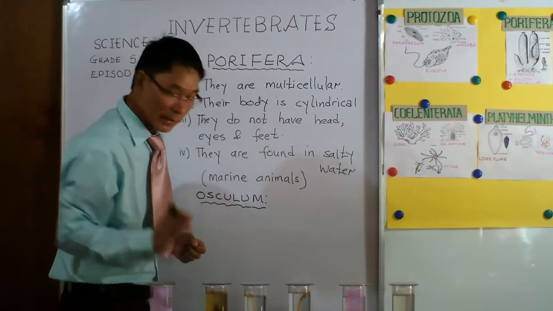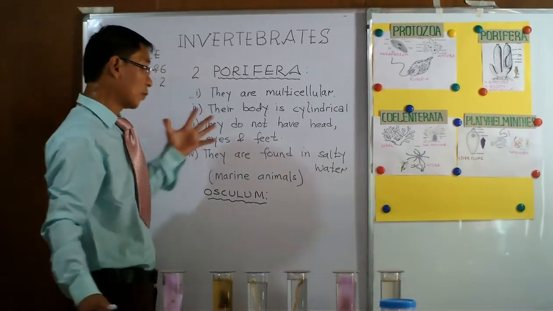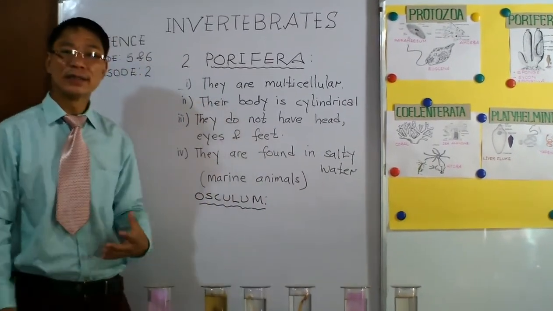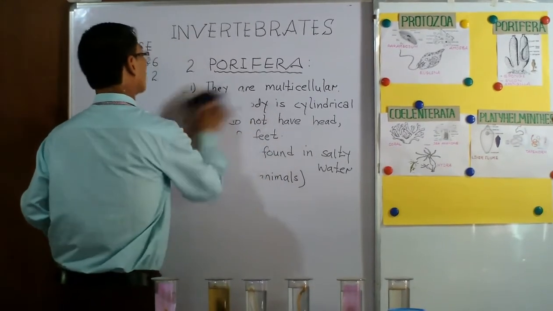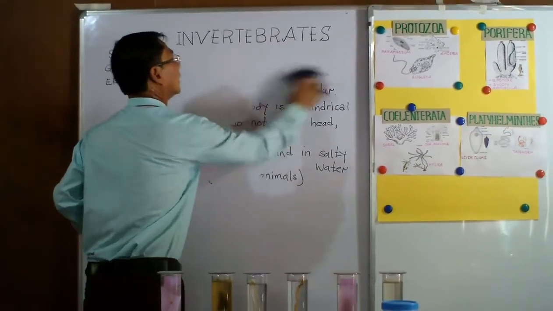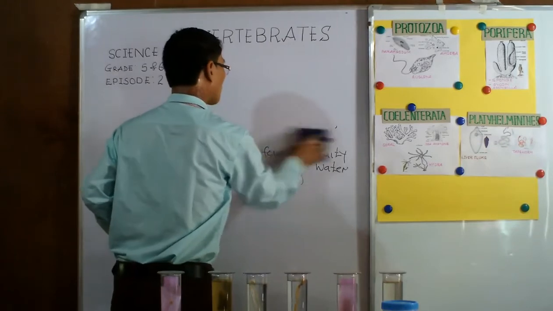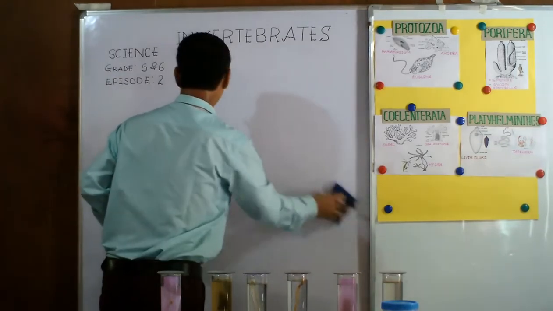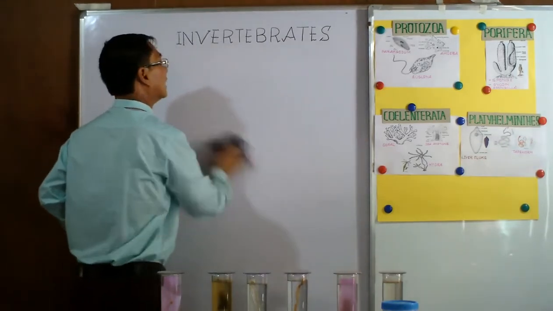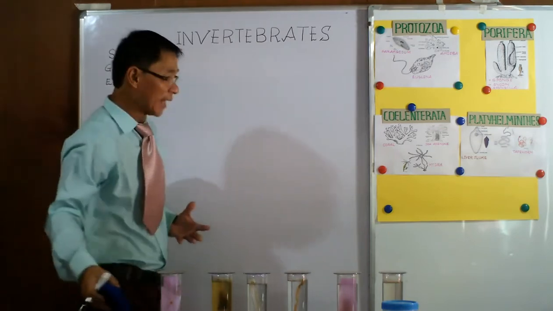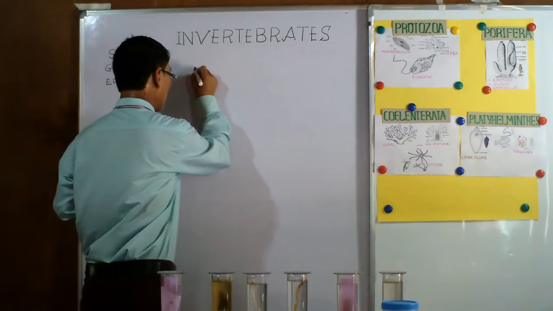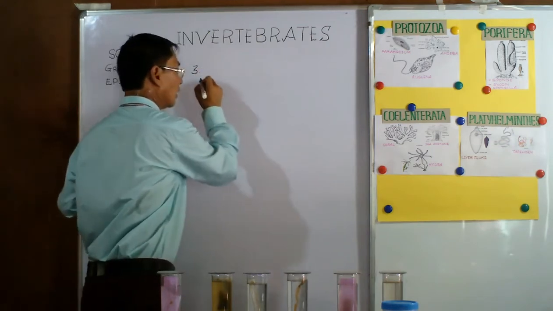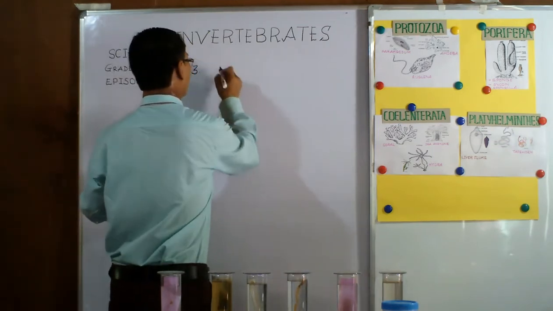Now, the next one, after Porifera, we will learn about Cylindrica. Okay, dear children, you can go through your books and find out more about the invertebrate animals and their characters. Number 3, I'll write here, number 3, Cylindrica.